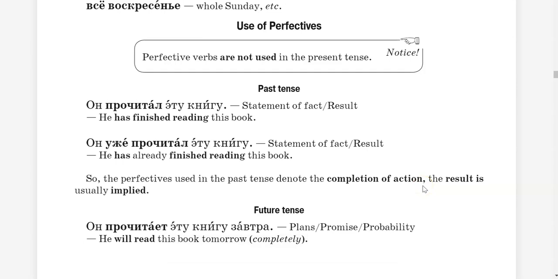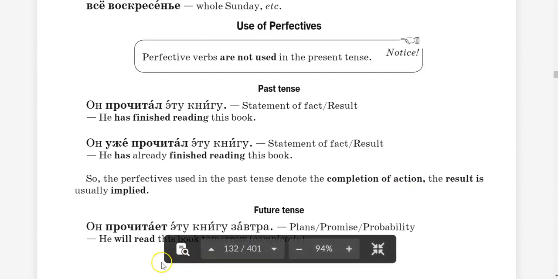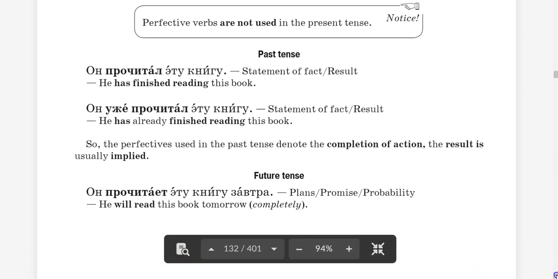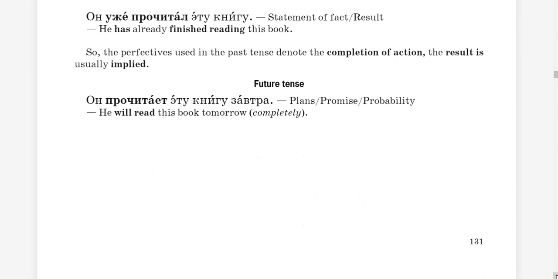So он прочитает эту книгу завтра. So plans, promise or probability. So he will read this book tomorrow, specifying the completion of the action in the future. So he will read this book tomorrow completely.